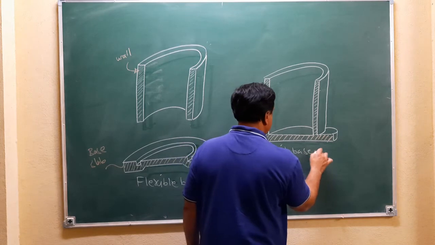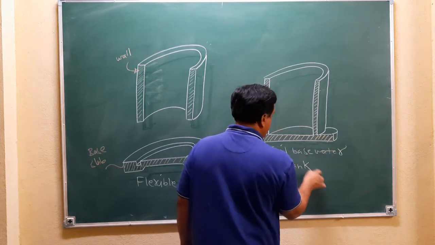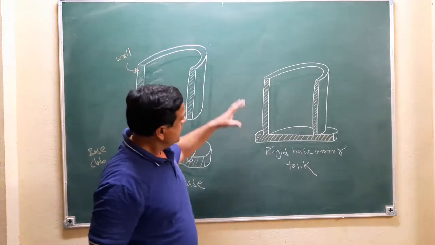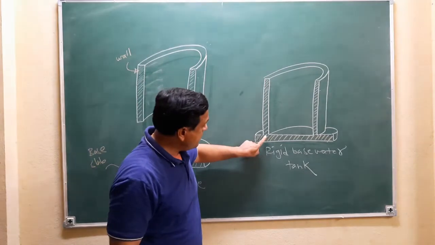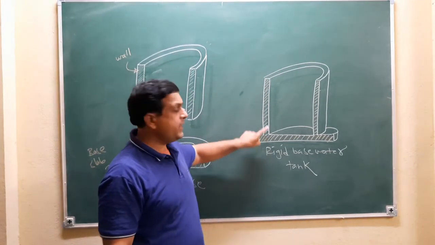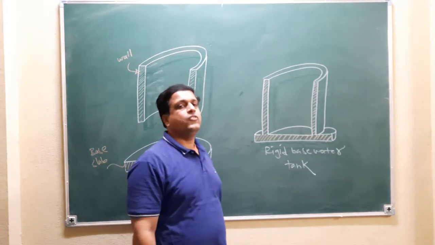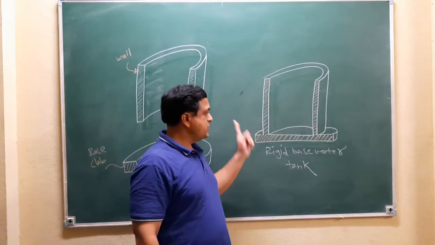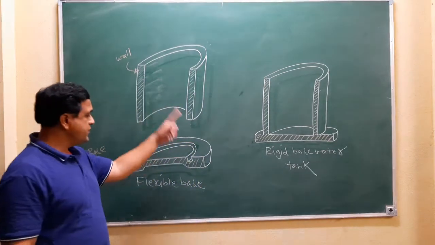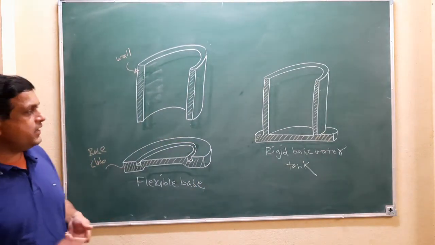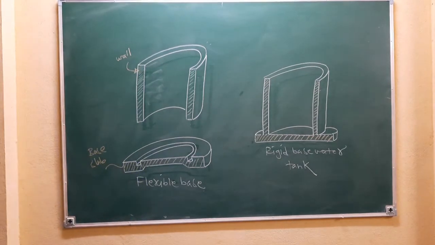Rigid base water tank. That means the wall and base are casted at the same time. There is a perfect rigidity between the wall and the base. Such types of water tanks are called rigid base water tanks. So this is the 3D view of a rigid base water tank, and this is the 3D view of a flexible base water tank. Is it clear? Please reply.